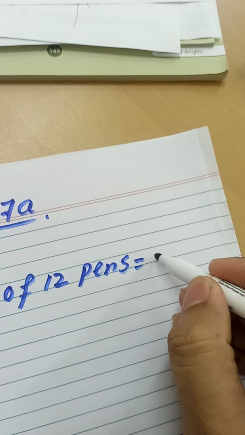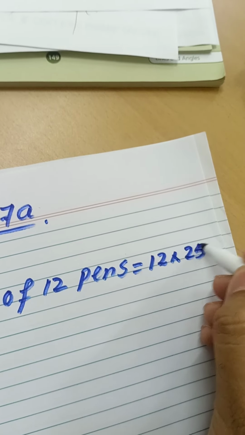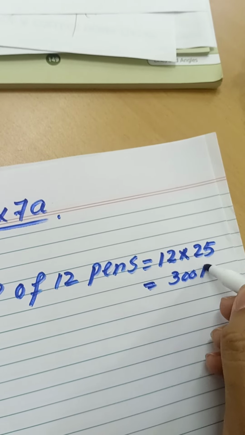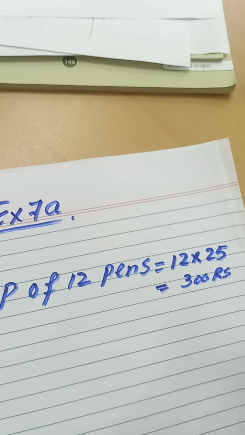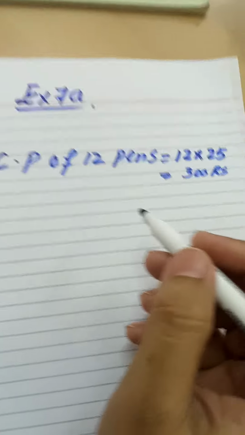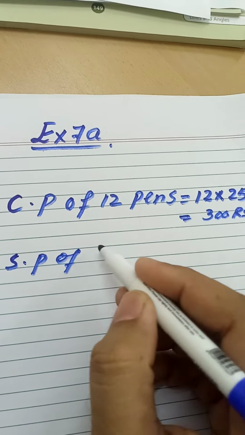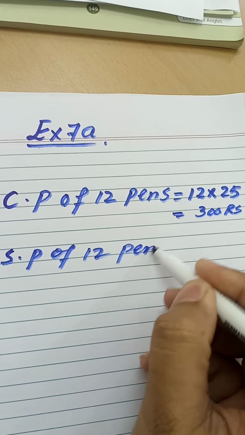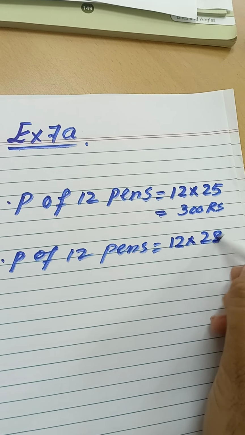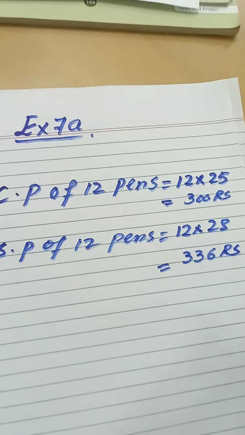That is equal to 12 multiplied by 25. So your answer is 300 rupees. And he sells each at 28 rupees. So now we will find the sale price. The sale price of 12 pens is 12 multiplied by 28. So its answer is 336 rupees.